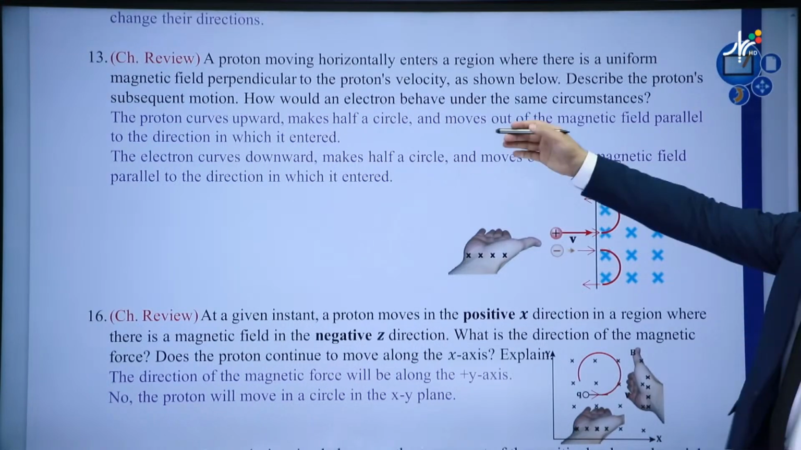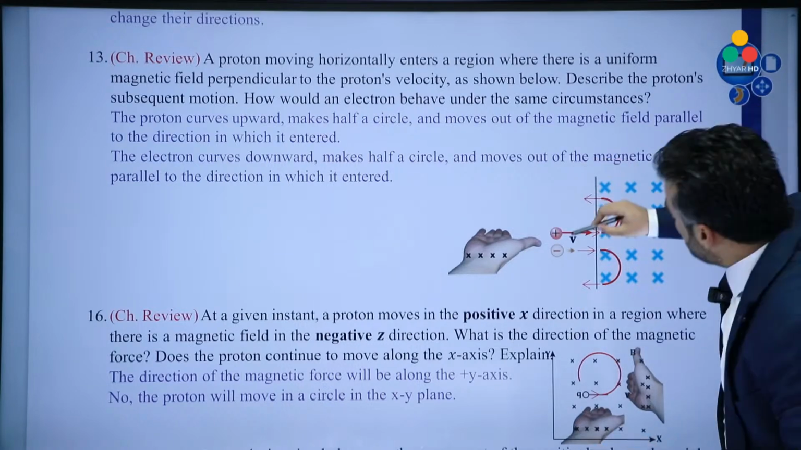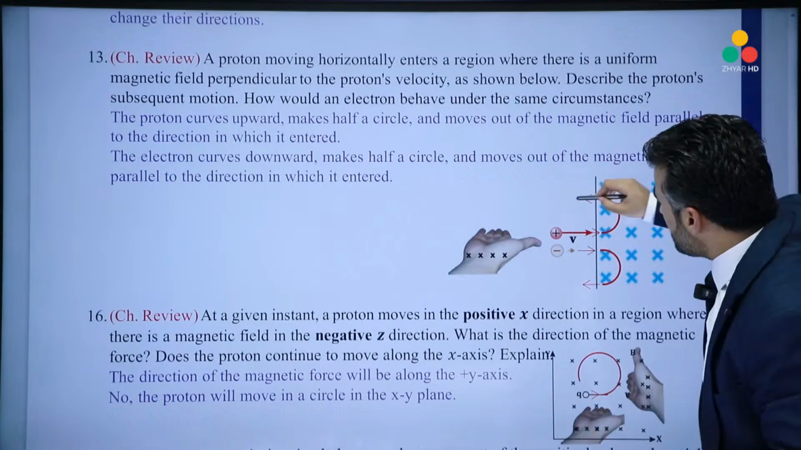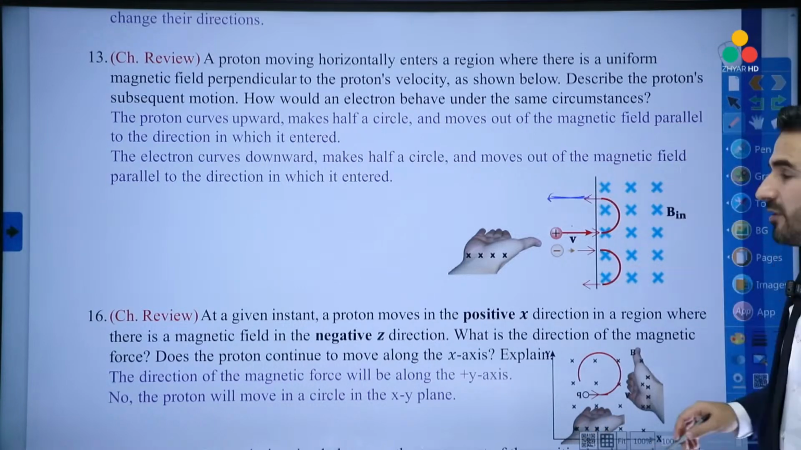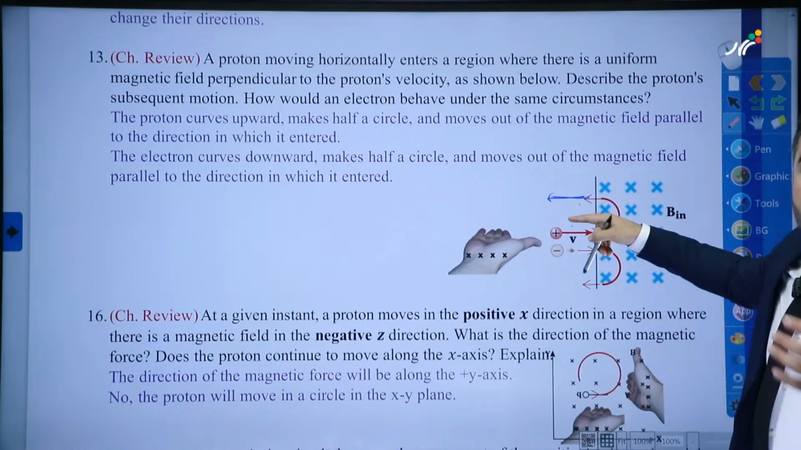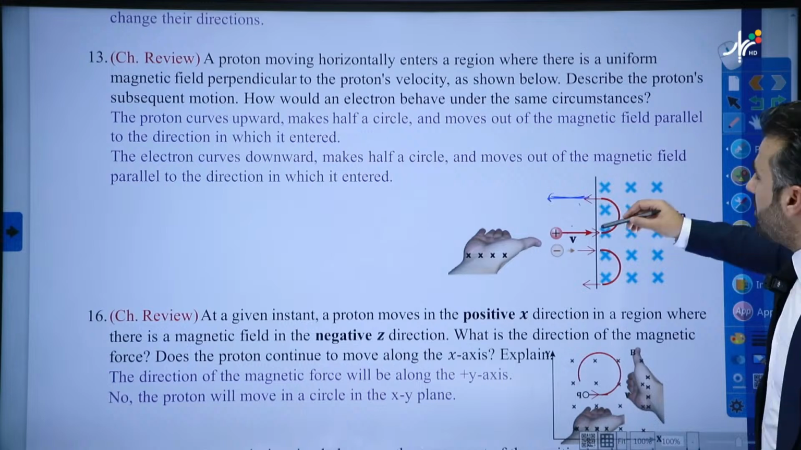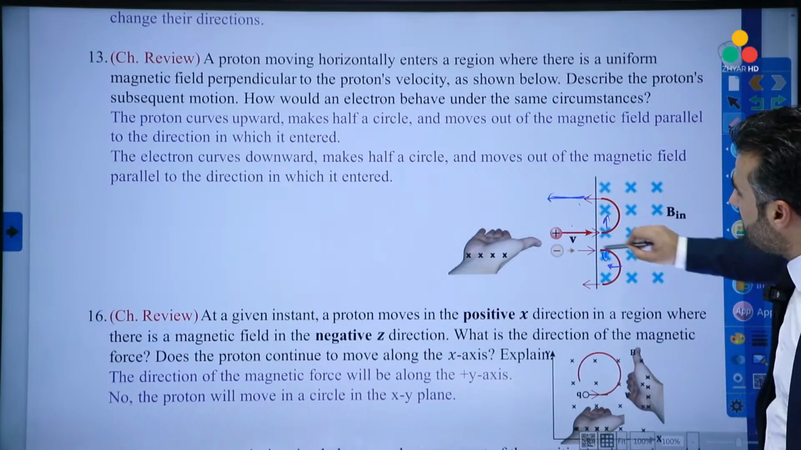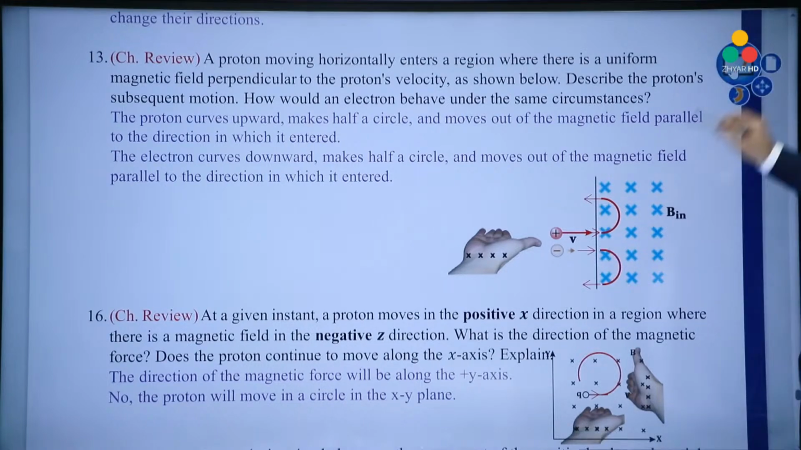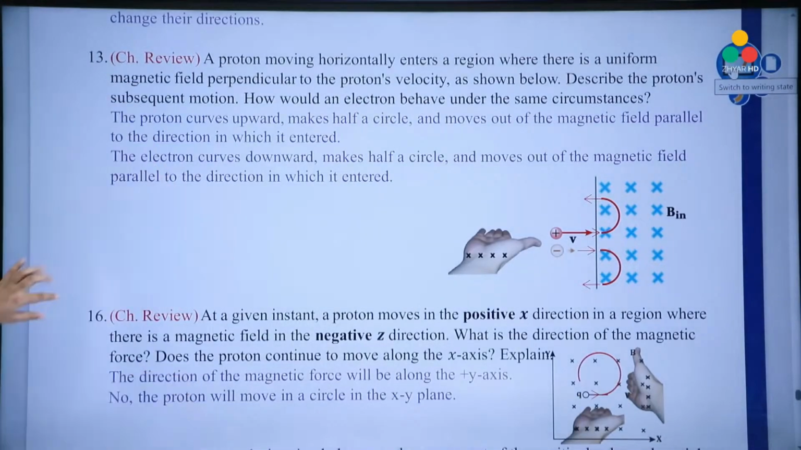So you can see that the proton curves upward, makes half a circle, and then moves out of the magnetic field, and then it is going to be parallel to the original path. So these two are basically parallel. It is going to be the same thing with an electron, but the only difference is that for the proton the force is upward here, and for this one the force is going to be downward here. At this point, the force is going to be this way. So you can see that for both it makes half a circle, but one of them is going to be counterclockwise and the other one is going to be clockwise.